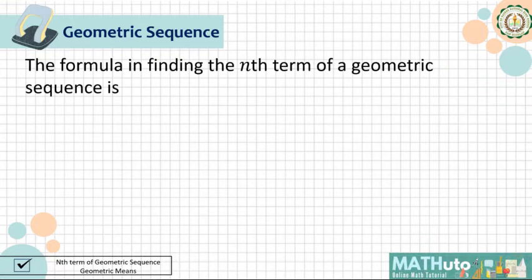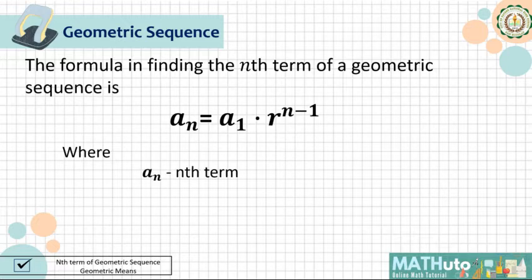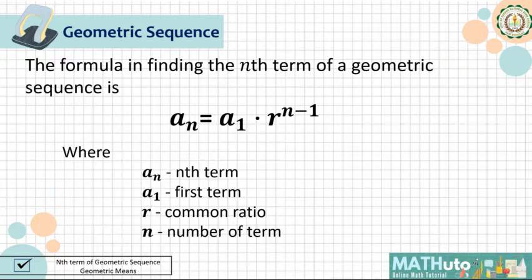Now, the formula in finding the nth term of a geometric sequence is given by a sub n is equal to a sub 1 times r raised to n minus 1, where a sub n is the nth term, a sub 1 is the first term, r is the common ratio, and n is the number of terms.